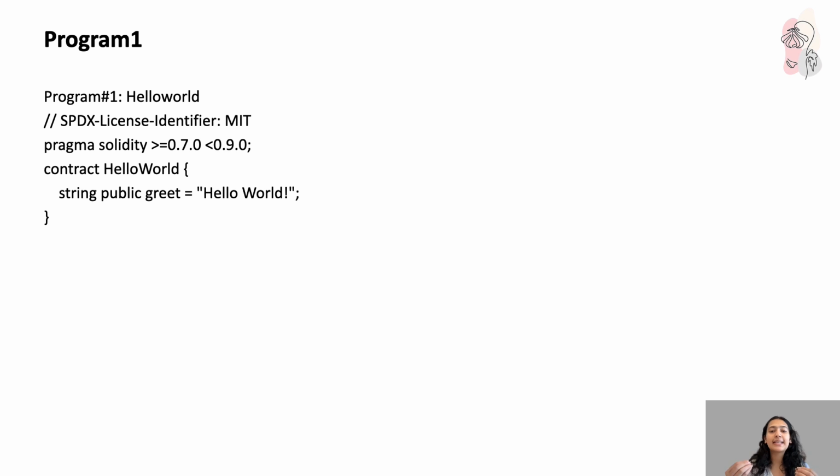The first line says SPDX license identifier MIT. This line defines the license type of your code. And we have the MIT license, which is the most open, most permissive out there.